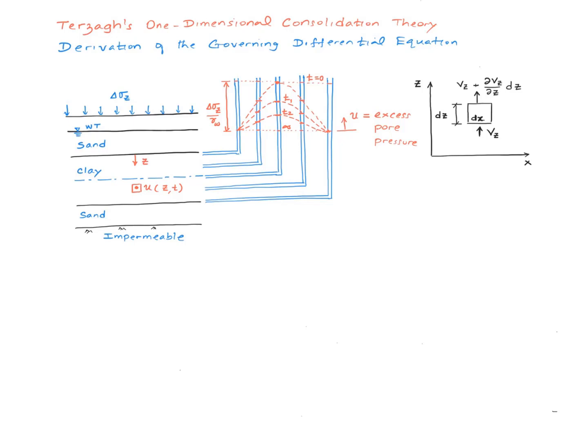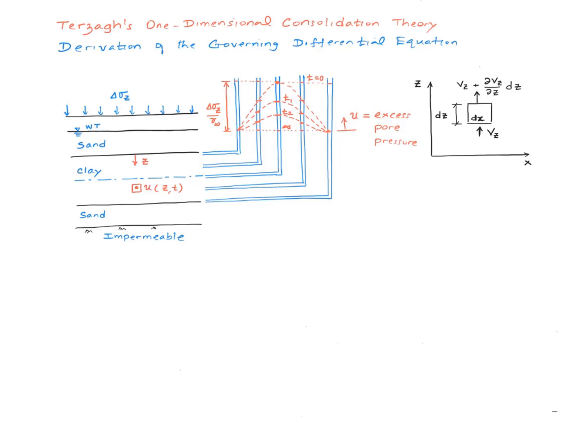So the objective here is to obtain a mathematical solution for the excess pore water pressure. It turns out once you do that, you have solved the consolidation problem. You can calculate everything else based on that. So this is what Terzaghi had done, and this has come to be known as Terzaghi's one-dimensional consolidation theory.